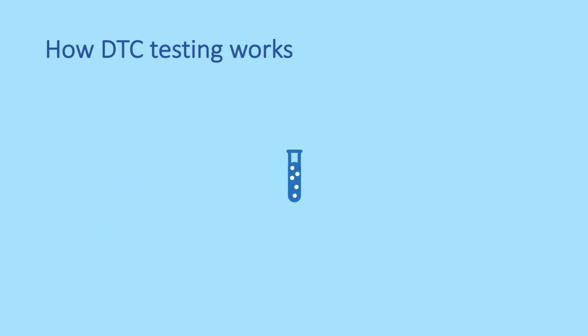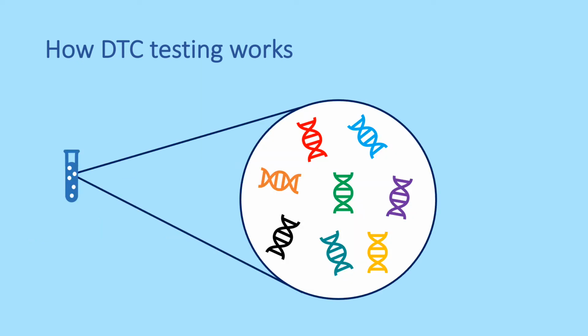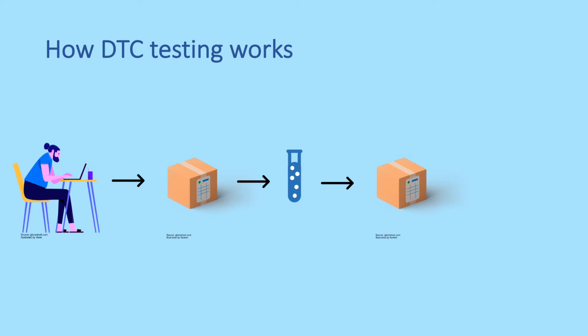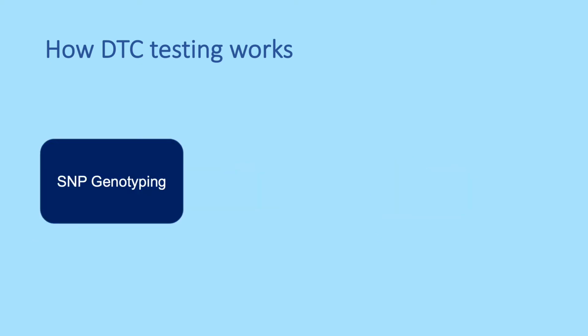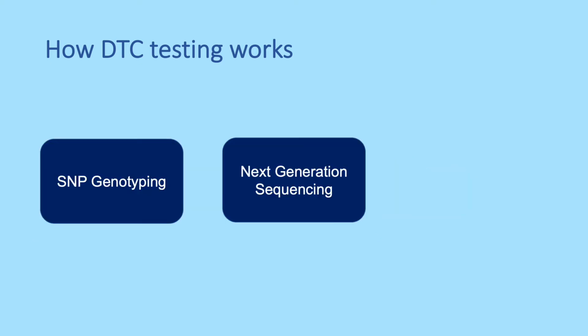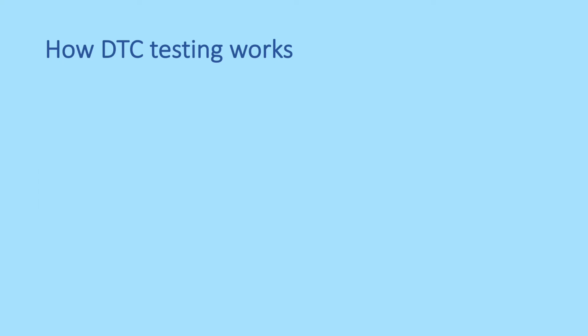Your saliva contains white blood cells, and these cells contain your entire genome sequence, which is all the DNA that makes you, you. When you're done providing your sample, you mail the kit back to the company, and once it arrives, they can analyze your genome in three main ways: SNP genotyping, next-generation sequencing, and whole genome sequencing.